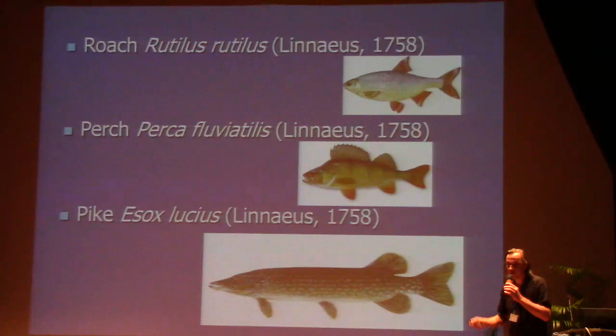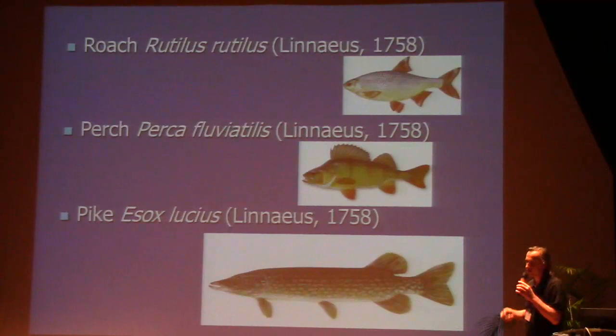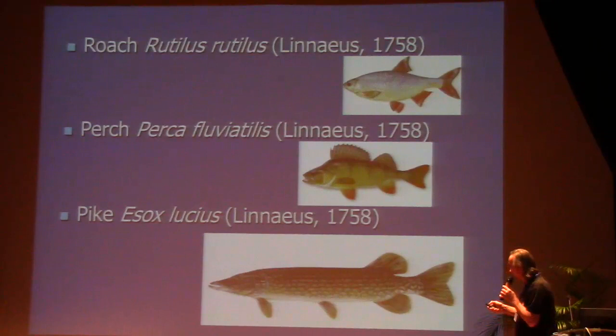And we picked three species: a non-predatory species, roach; a real predator, pike; and then perch, which in the juvenile stage is usually not predatory, but when it grows, it starts to eat other fish. So, three different fish in this study.